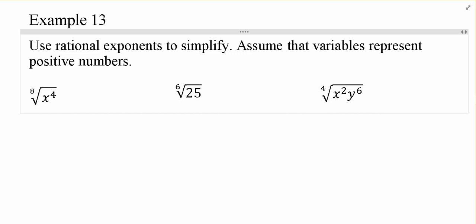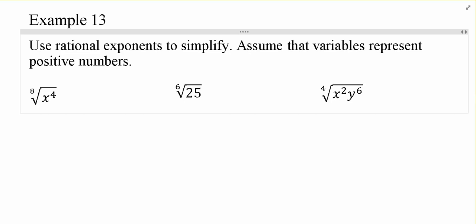All right, we have a new set of directions. New flashcard for you. Directions here are use rational exponents to simplify. Assume that variables represent positive numbers. So the fact that we're told to assume that variables represent positive numbers, remember this means we don't have to worry about absolute value bars.